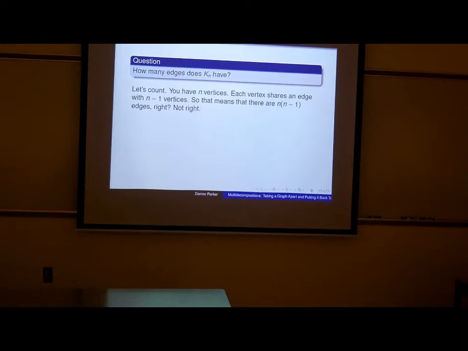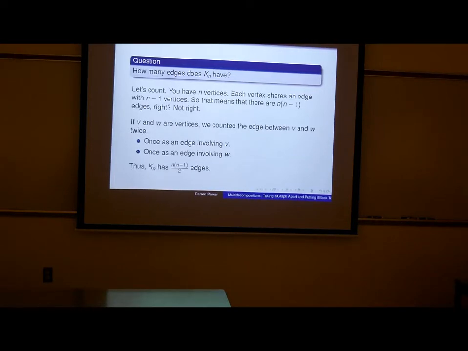Oh, right, you're right. Not right. Because what happens is each edge gets counted twice, right? So if we have two vertices, B and W, each edge gets counted as an edge coming out of B, and the same edge gets counted as an edge coming out of W, so we count them twice, so yeah, I have to divide by two. Sorry about that. Messed that one up.